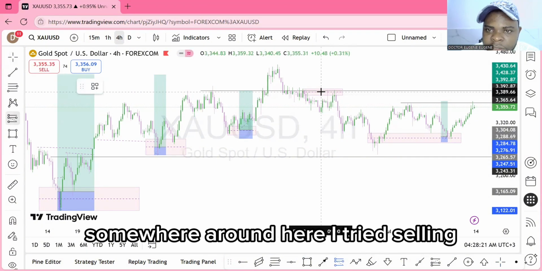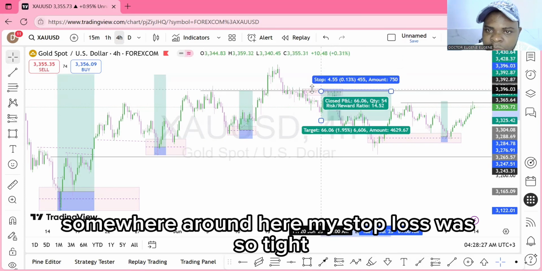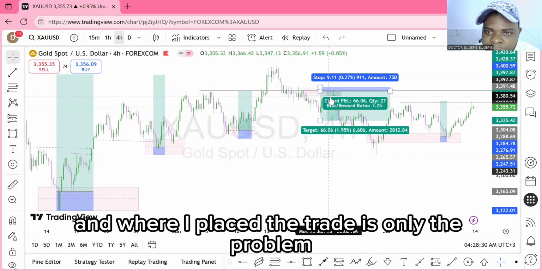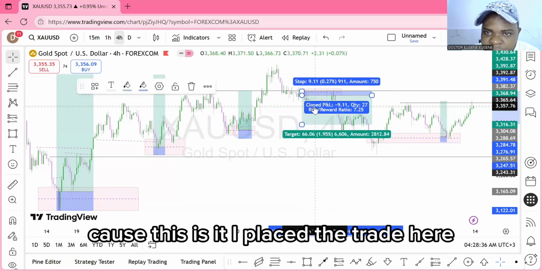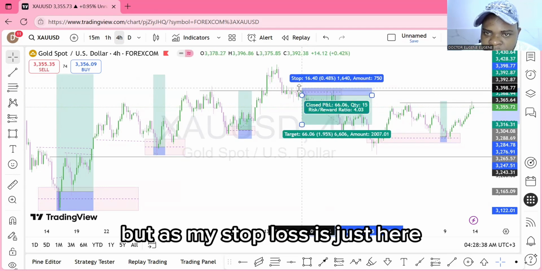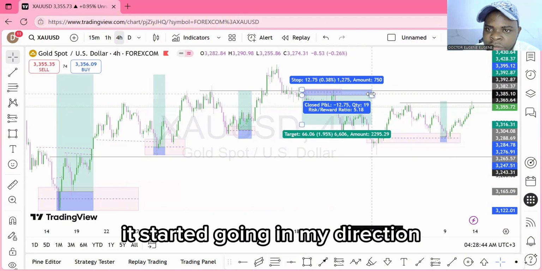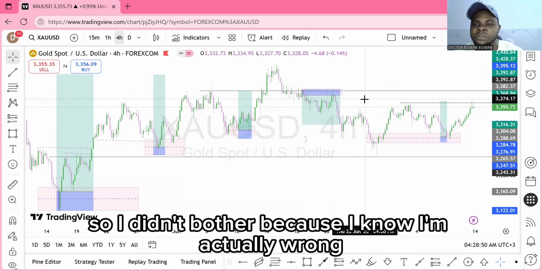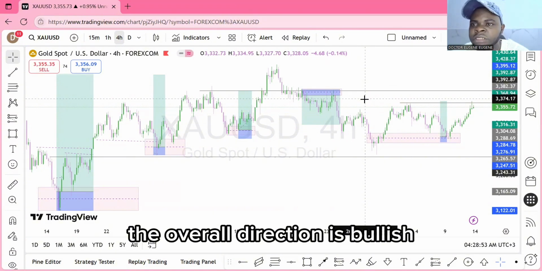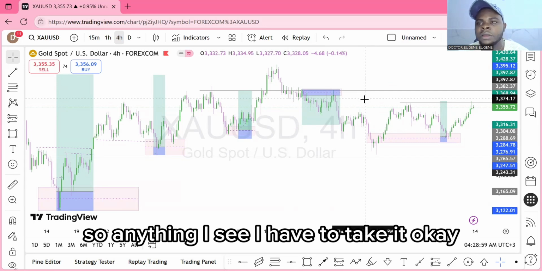Somewhere around here, I tried selling. My stop loss was so tight, and where I placed the trade is the only problem. I placed the trade here, whereas my stop loss is just here. Immediately the market took me out, it started going in my direction. I didn't bother because I know I'm actually wrong. The overall direction is bullish and I deviated from bullishness to bearishness.